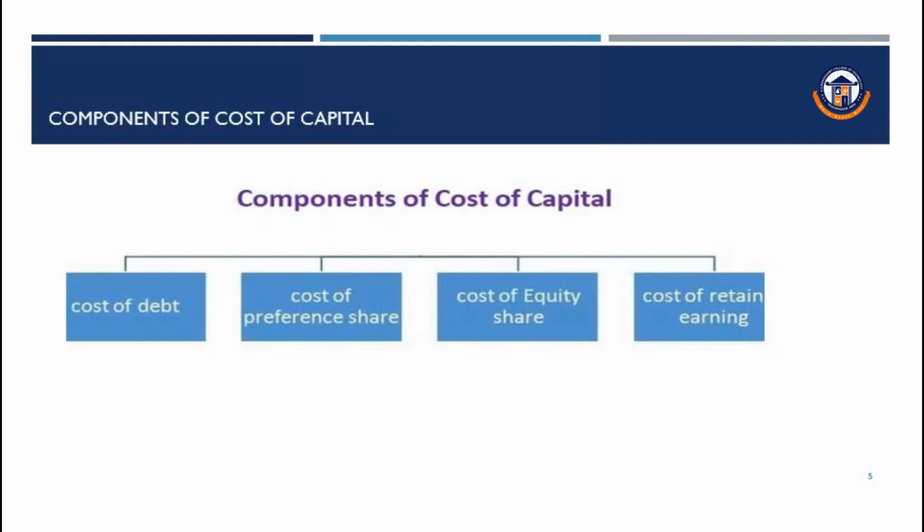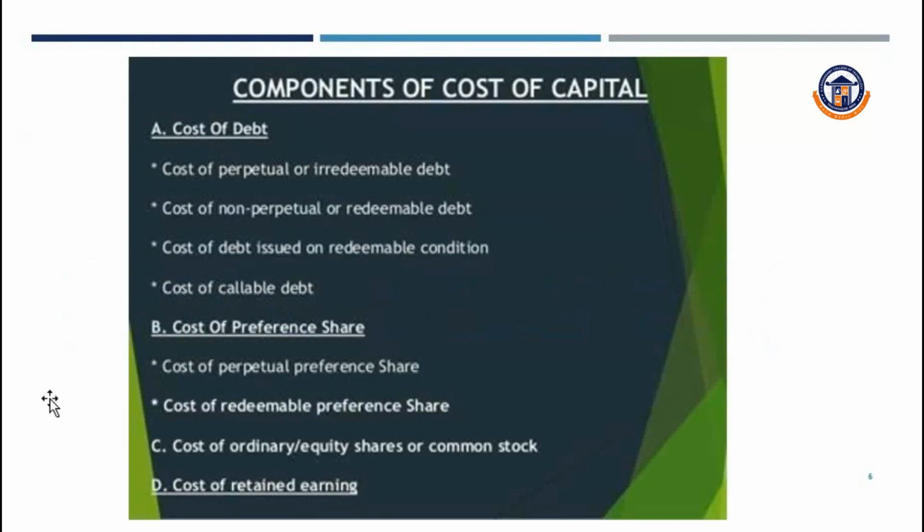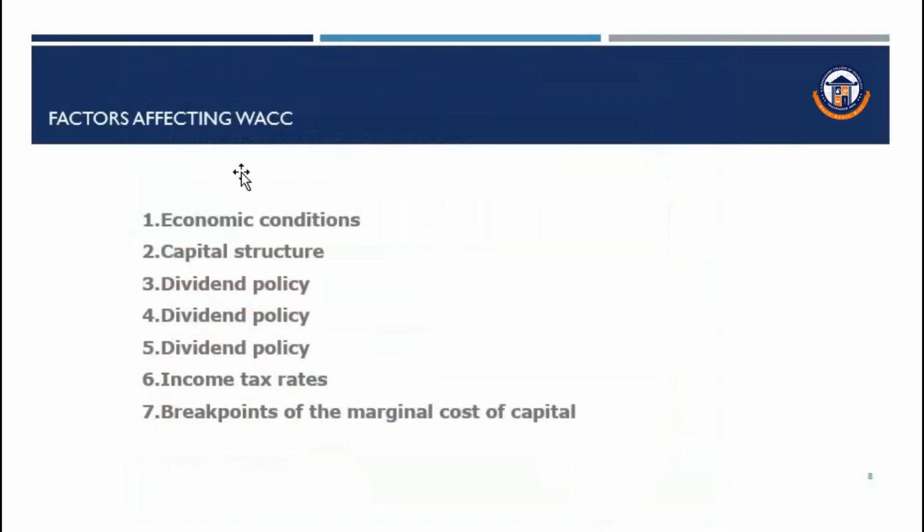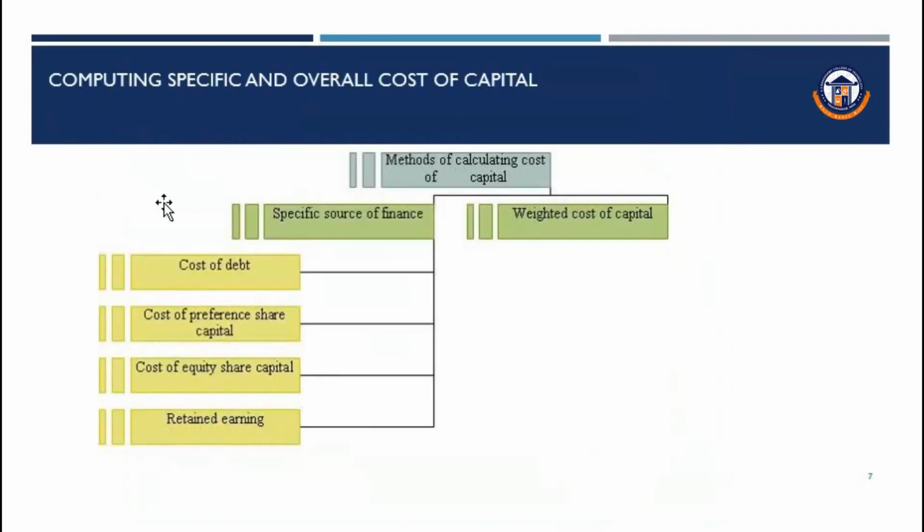A bond is a long-term debt instrument or security. Bonds issued by the government do not have any risk of default because it honors the obligation of the bond. The components of cost of debt include the cost of perpetual or irredeemable debt, cost of non-perpetual or redeemable debt, cost of debt issued on redeemable conditions, and fourth, cost of cancelled debt.